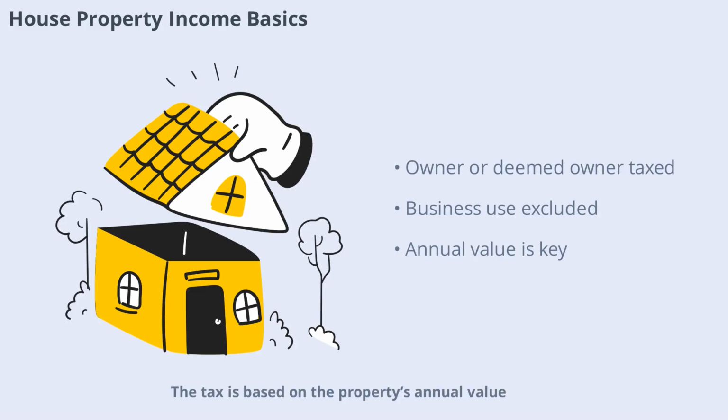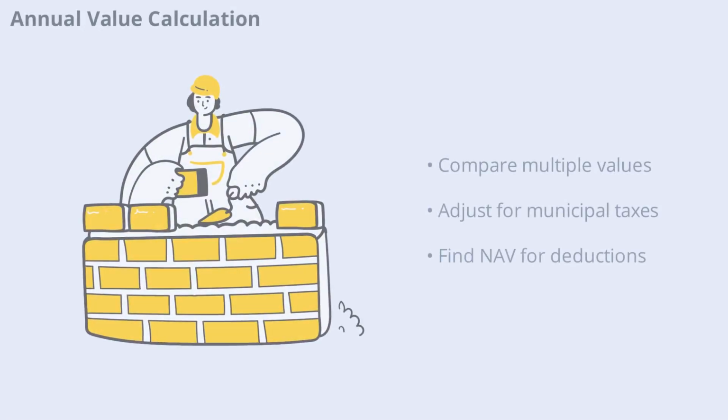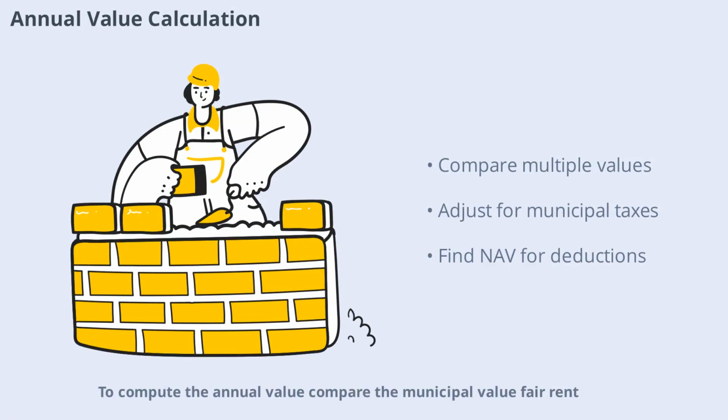The tax is based on the property's annual value, which is determined by comparing municipal value, fair rent, standard rent, and actual rent received. Compute the annual value, compare the municipal value, fair rent, and standard rent with the actual rent received. The highest value after adjustments becomes the gross annual value, GAV. From GAV, subtract municipal taxes paid by the owner to arrive at the net annual value, NAV. This forms the basis for further deductions.